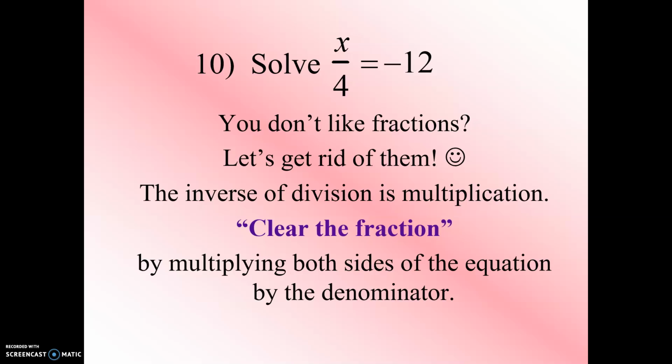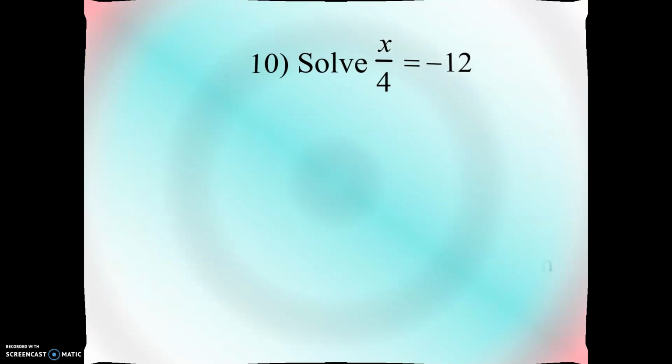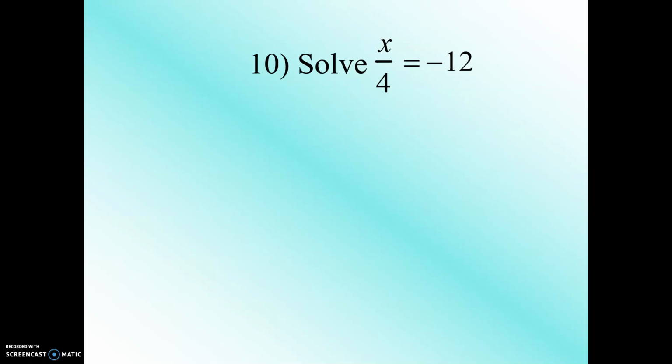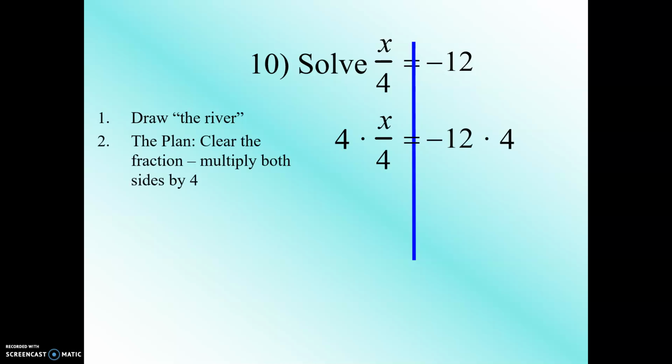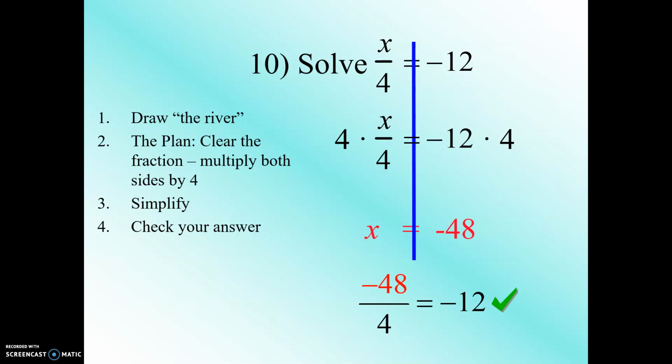I don't want x divided by 4, I want all of x. I don't want 1/4 of x, I want the whole thing. So if I multiply by 4, that will get me back to my original number there. So our plan is to multiply both sides by 4. I'm undoing that division. Simplify, and we get 1x is equal to, in this case, negative 48. And we go back and check it because we always want to check it. Sure enough, negative 48 divided by 4 is negative 12. Negative divided by positive gives us a negative answer.